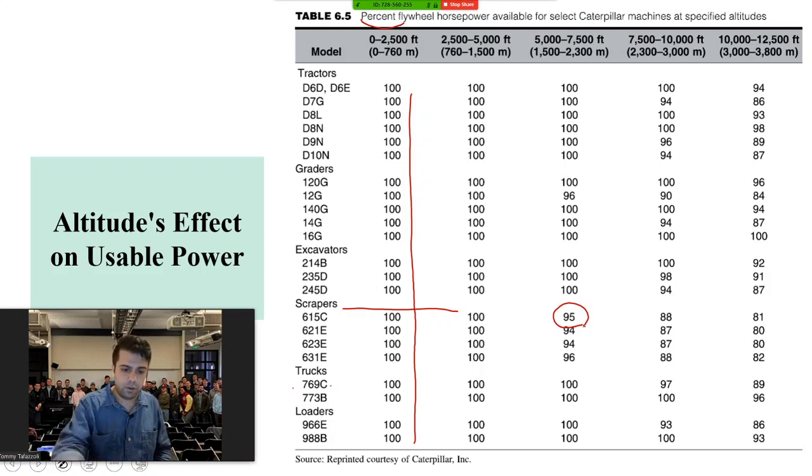Or, for example, loaders, the lowest number here I can see is 80%, right? So, for example, scrapers lose 20% of their power if they're working at a very high altitude. All right, this completes our part 3.